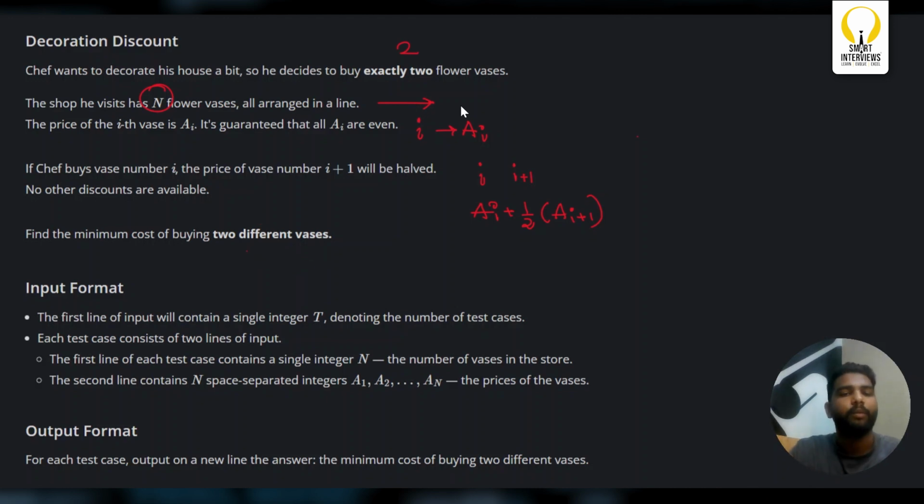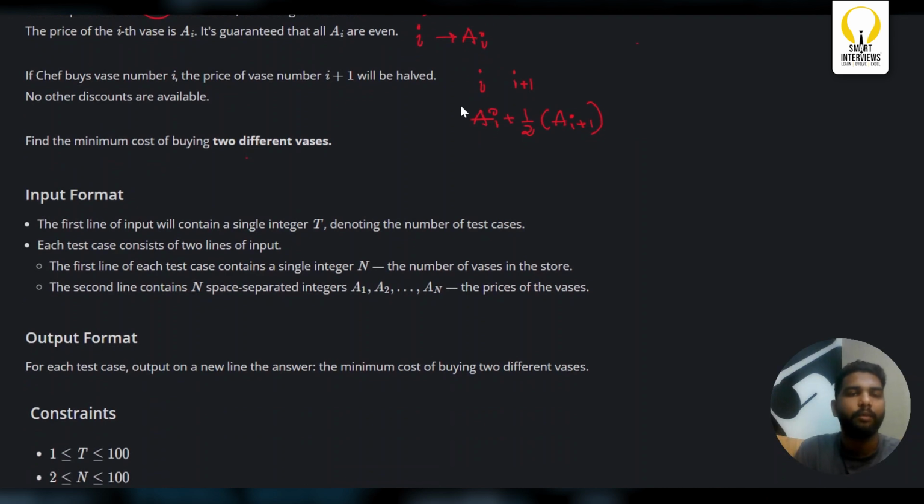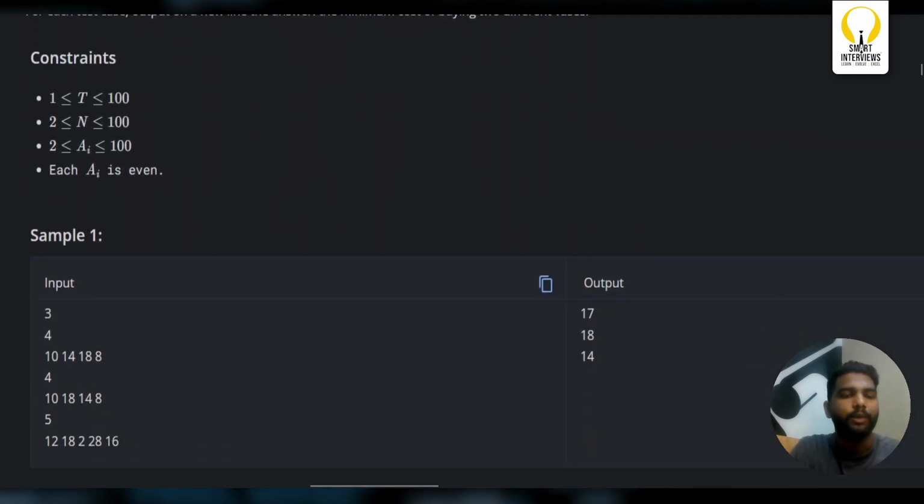Okay, now the input format: a single t denoting the number of test cases. Each test case has n, the number of flower vases, and the costs of the n flower vases. Okay. Now let's see the examples.